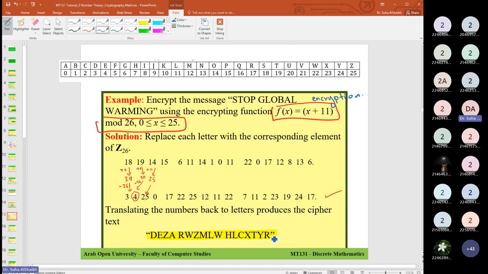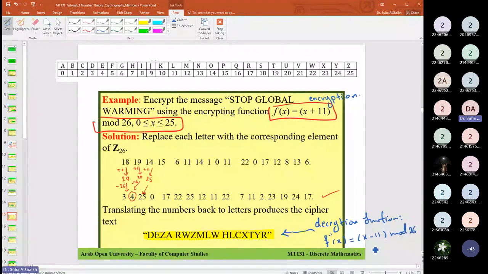Okay, if the person who received this message wants to decrypt it, what will be the decryption function? Who can tell me? What function will we use to decrypt the message in this case? Minus 11, that's correct. It will be f inverse of x equal to x minus 11 mod 26 in this case. Okay.